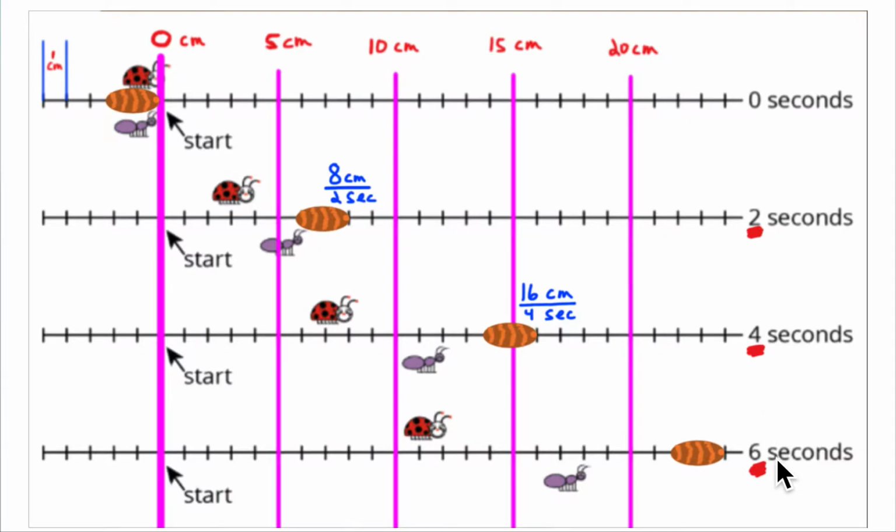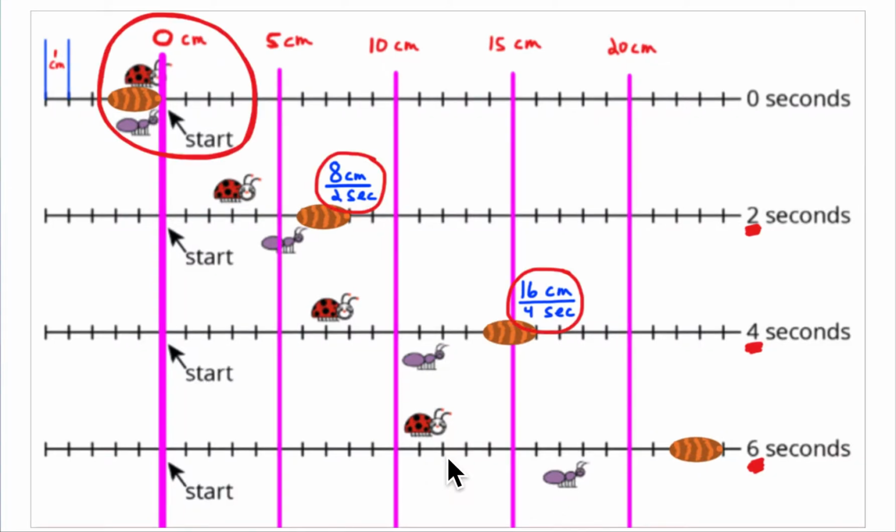After 6 seconds, the new bug has moved out to 24 centimeters, whereas the ladybug has only moved, what's half of 24? Half of 24 is 12. So here's 10, 11, 12. So what does that look like on the graph? So 8 centimeters in 2 seconds, 16 centimeters in 4 seconds.